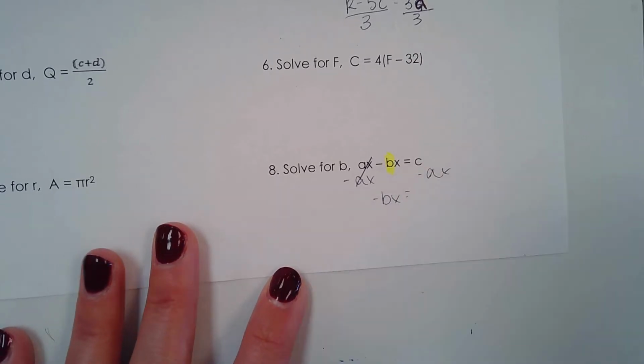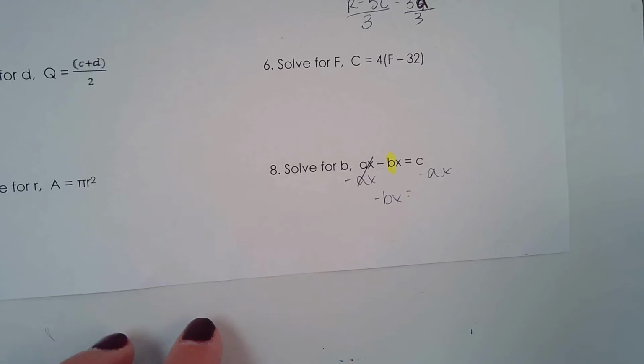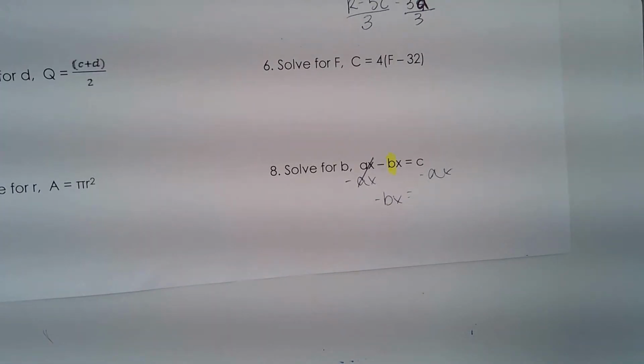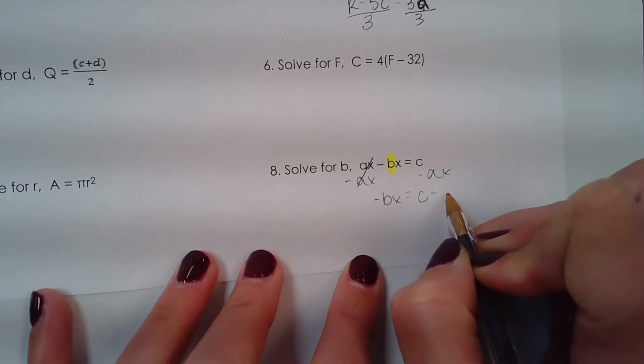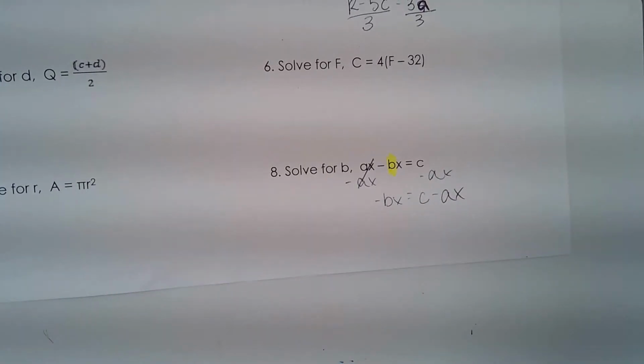So c and ax. Do we have any like terms there? Is there anything we can combine or simplify? So how are we going to write it out? c subtract ax. c minus ax. Yeah. Nothing else you can do there. That okay?